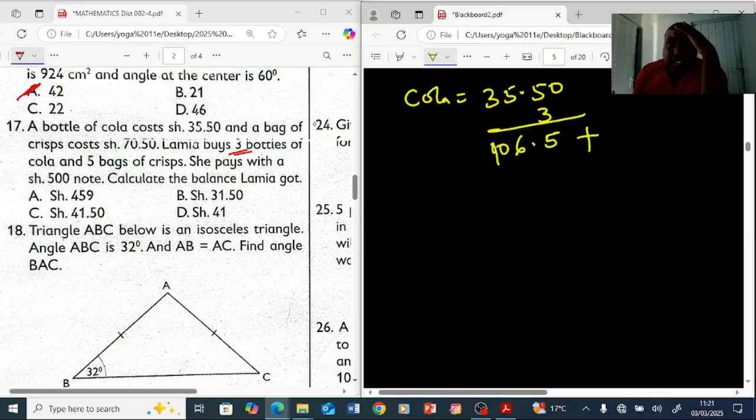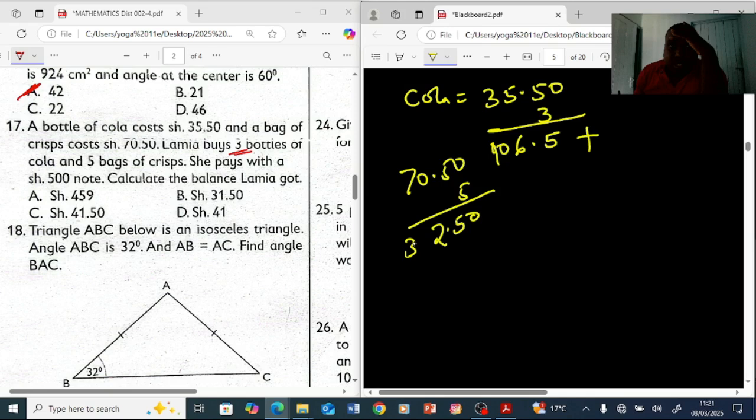Then we are going to add. She buys 5 bags, and 1 bag is 70.50. So 70.50 times 5. 5 times 5 is 25, carry 2. 0, that is 2. 35.